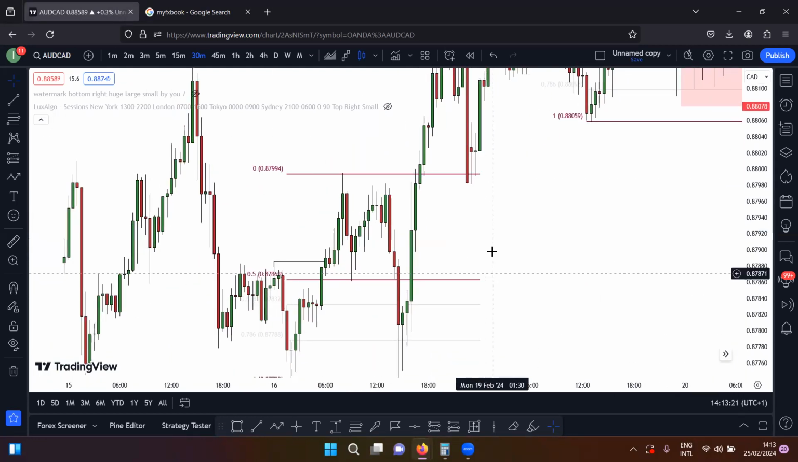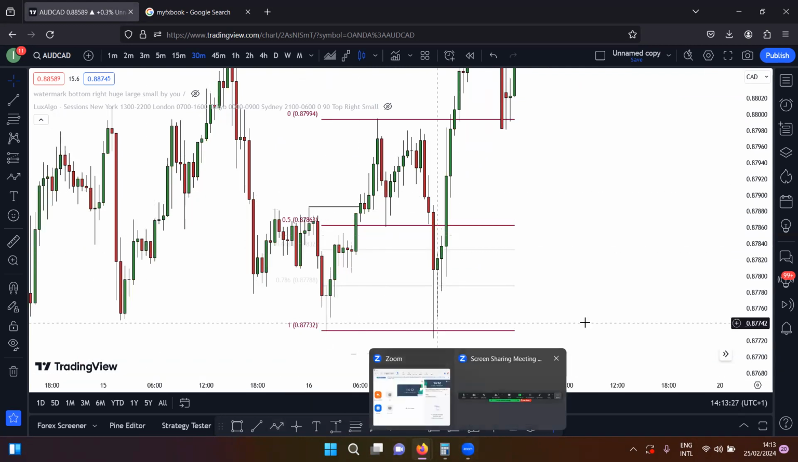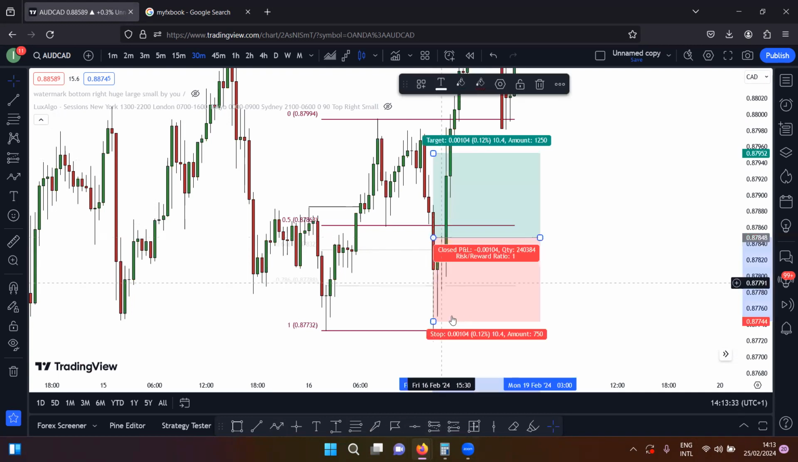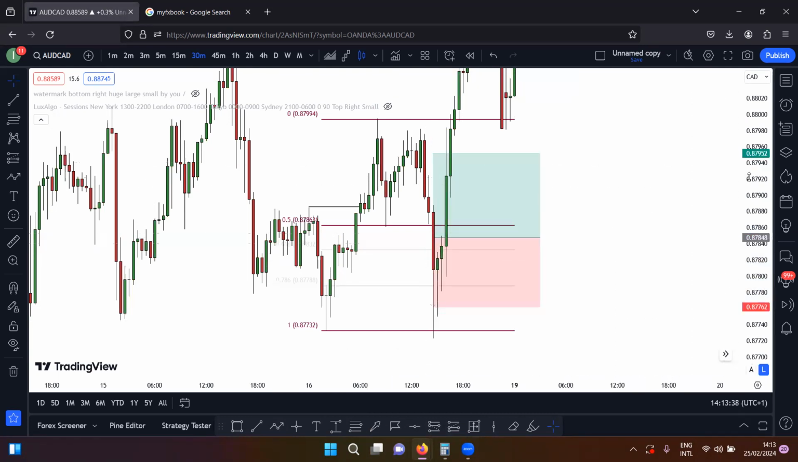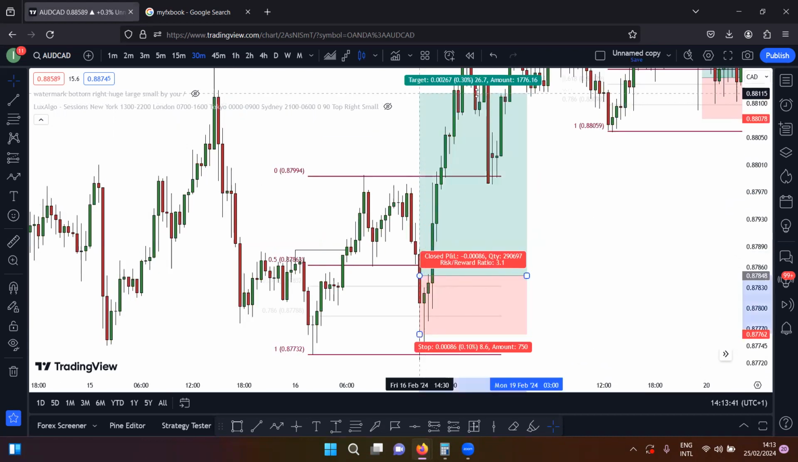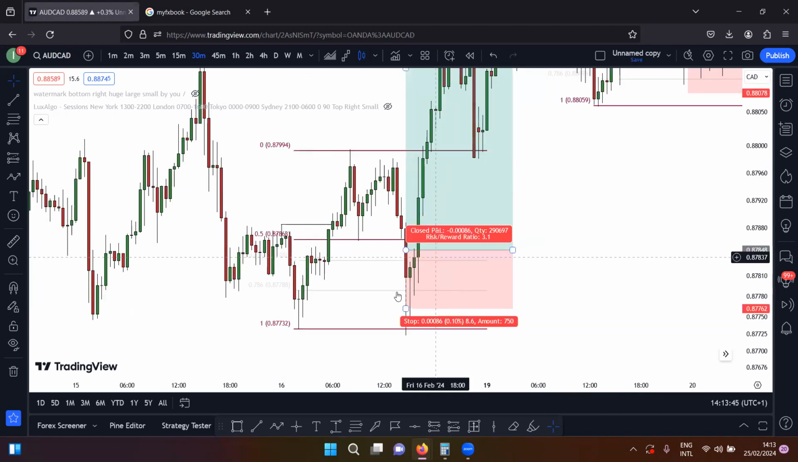In this case, we see that there's a break of structure at that point. We would have taken a trade at this point here, and then the stop loss would have been in the middle right there, with a targeted risk reward ratio of 1 to 3. Unfortunately, this trade did not go in his favor. It went in his favor though, but we were stopped out a few pips before it went in his favor.